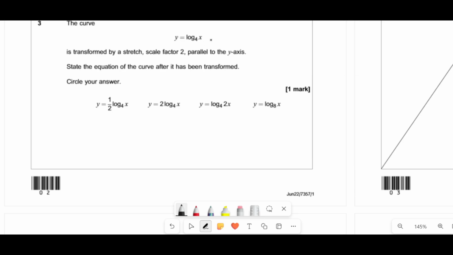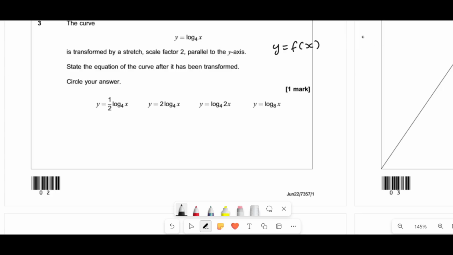So now it says the curve y equals log to the base 4 of x is transformed by a stretch scale factor 2 parallel to the y-axis. State the equation of the curve after it's been transformed. So whenever you have y equals f of x, if you're doing any stretches in this direction, for example, if I have a point at 0, 5, if I stretch it like here and double it, that's going to be 0 and 10. All the y coordinates get stretched.